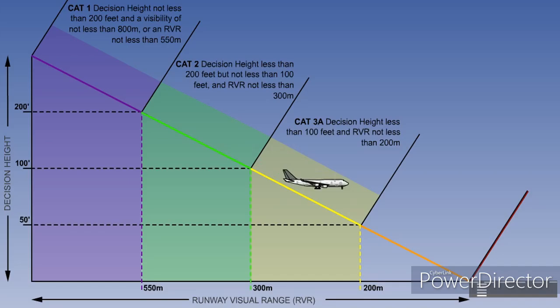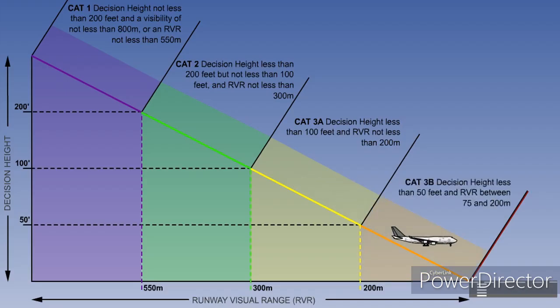Category 3 is split into 3 further categories, with Category 3A being defined as a precision instrument approach and landing with a decision height lower than 100 feet and a runway visual range not less than 200 meters. The decision height for all three is based on the radio altimeter.